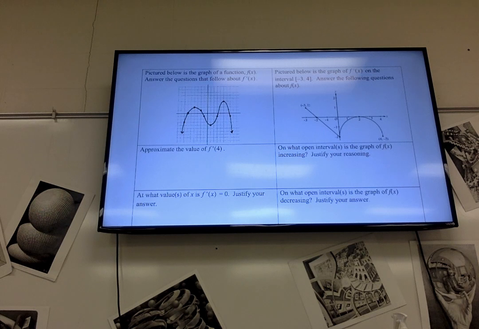Yeah, kind of funny. Okay, so pictured below is the graph of the function f of x, and we're supposed to answer the questions that follow about f prime of x.